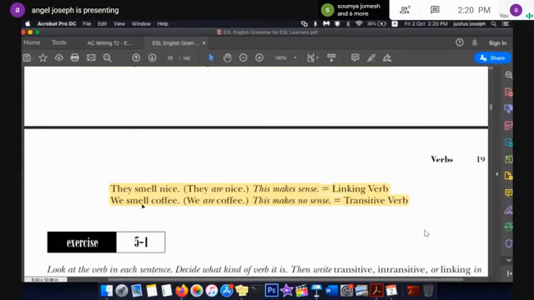Intransitive verbs would not have a direct object, but rather they would be showing some kind of movement, and they have a prepositional phrase with them. I am going to the market. Going here is the intransitive verb. To is the preposition. To the market can be called a prepositional phrase.